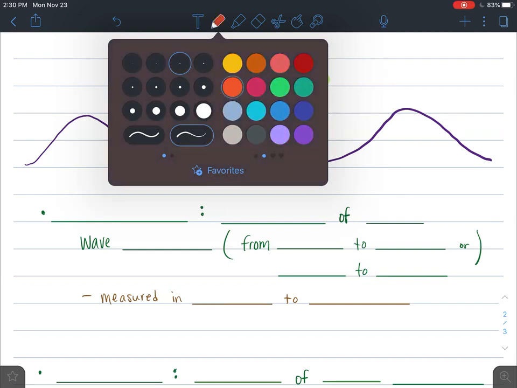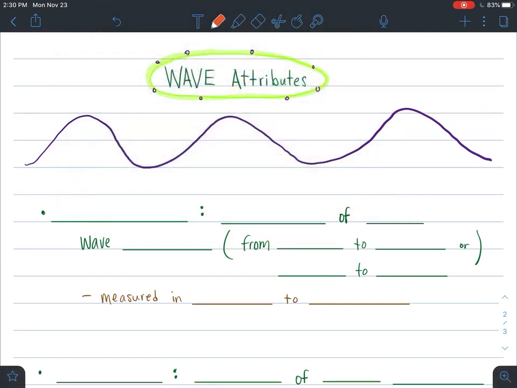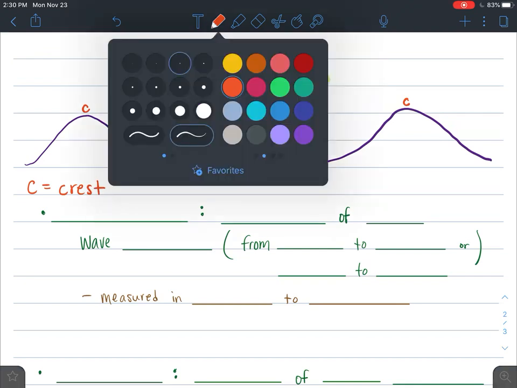So let's take a look at labeling some different parts of this wave. Let's go with this orange. The very top of the wave, if you were to go up over the hill, we'd say that you crest the hill. So I'm going to put a C at the tops of the waves because these are called the crest. You can also think about this in an ocean. If you saw the top of a wave, you could say you saw the crest of the wave. So each of those C's represents the crest.